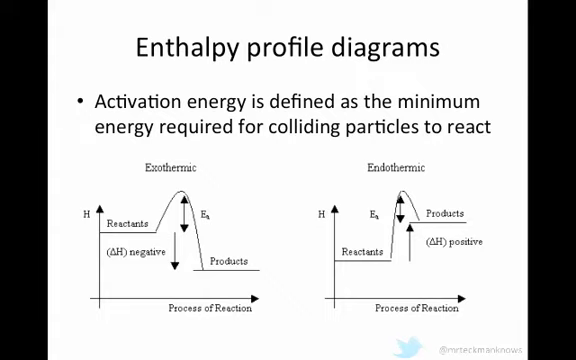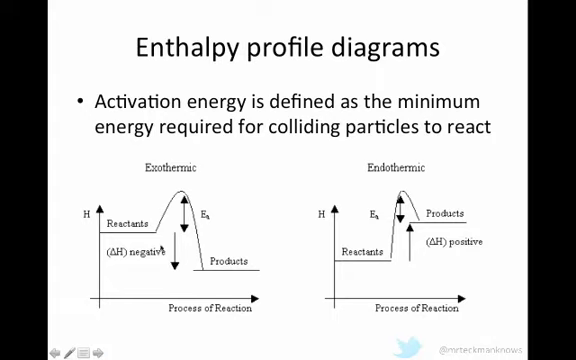There's a little hump in the graph. That hump represents the activation energy. In order to get from our reactants to our products, we have to jump over the activation energy barrier, because the activation energy is the minimum energy required for two particles colliding to react.